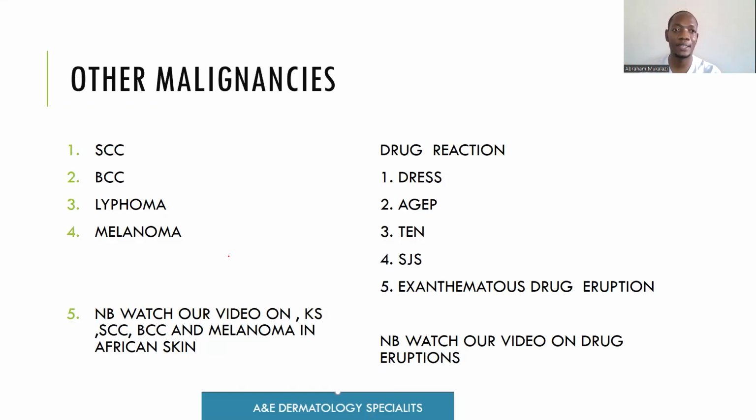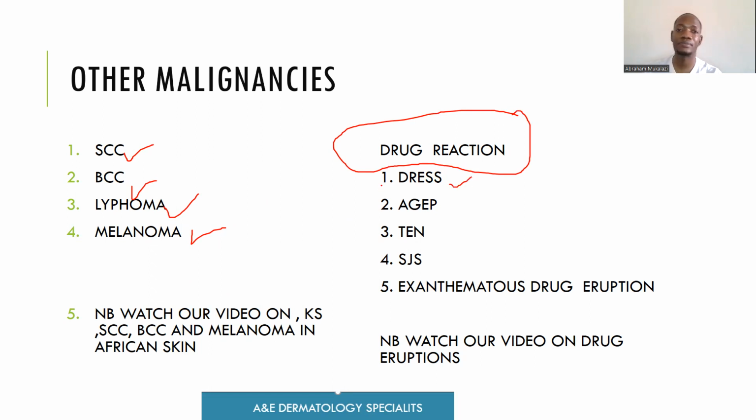So other malignancies that have been implicated in HIV to increase in prevalence, we have squamous cell carcinoma, basal cell carcinoma, lymphomas, melanomas. And sometimes we need also to watch for drug reactions every time you start people on medicine, including DRESS, which is drug reaction with eosinophilia and systemic symptoms, very common in people living with HIV. Once they are started on the medicine, they can also develop AGEP, which is acute generalized exanthematous pustulosis. They can develop toxic epidermal necrolysis, Stevens-Johnson syndrome, and exanthematous drug eruptions.